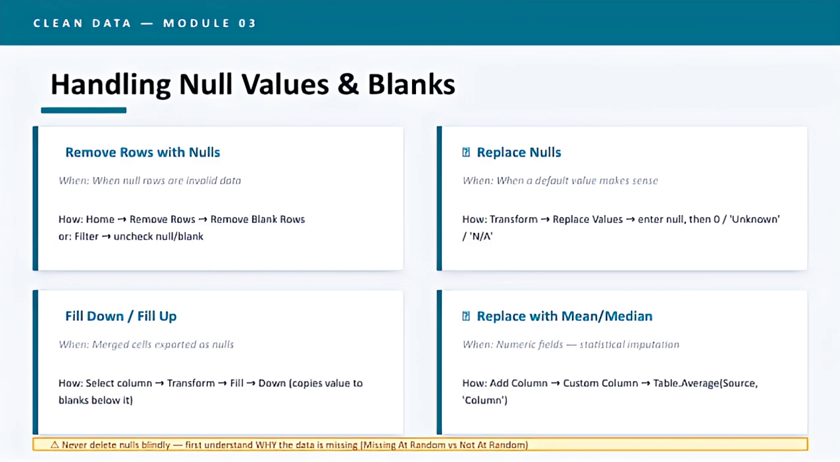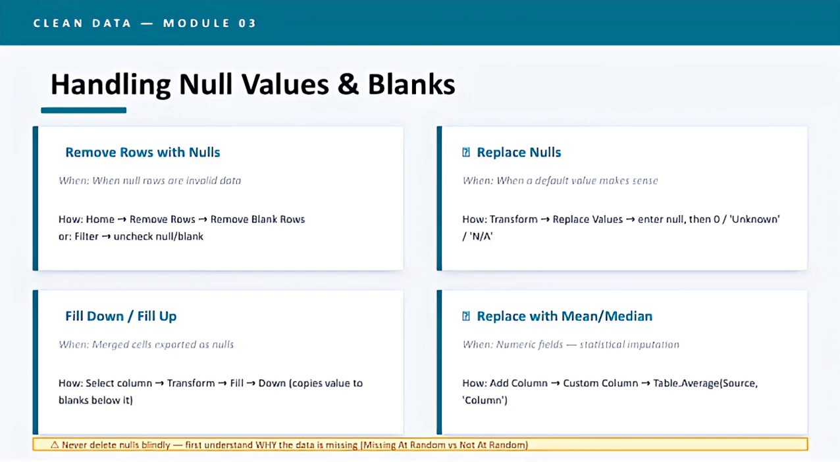One way to deal with missing data is by adding a custom column, for example using Table.Average on your source data to fill in gaps for numeric fields. This is called statistical imputation, and replacing missing values with the mean or median is a common practice.